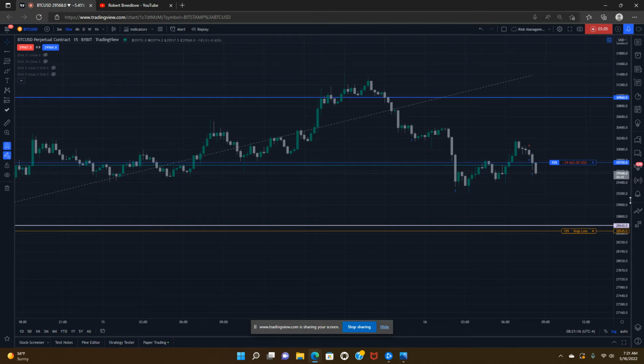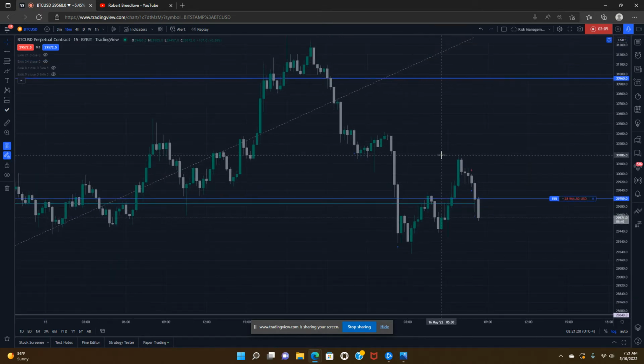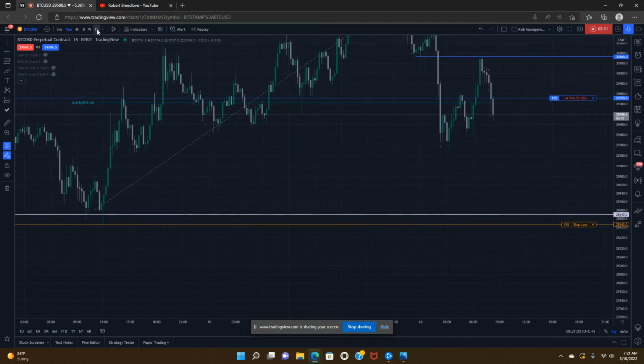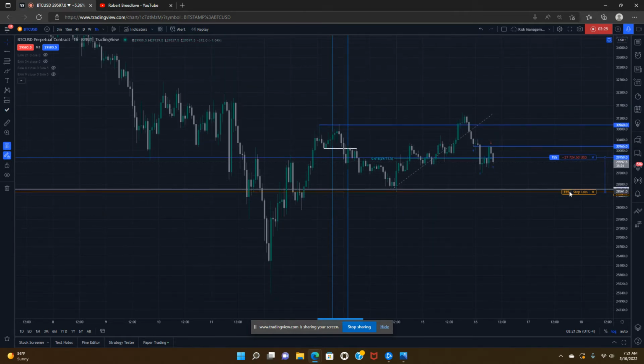Now I guess the question is, is the reaction done? How much more can we expect from it? Because it did come up, fill this extension, then came down and sold off. This is actually where I took my entry based off these highs right here. And my greater idea is based off the higher time frame. So I have a stop right there.